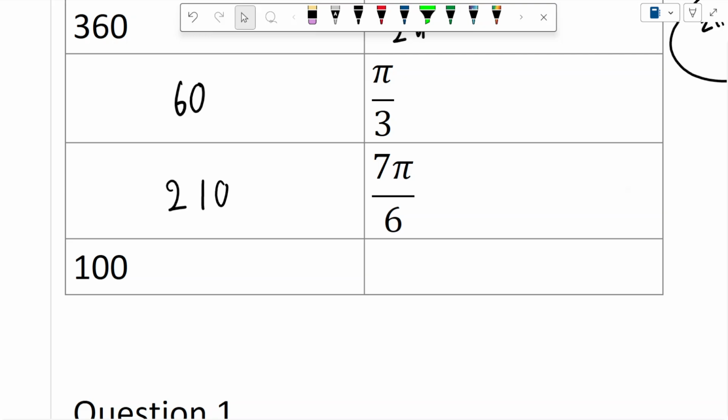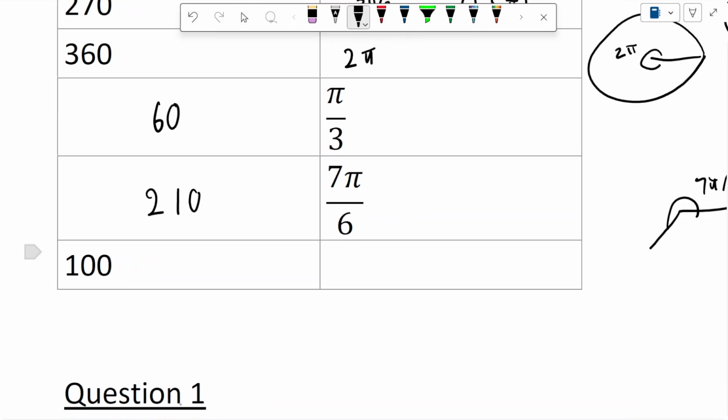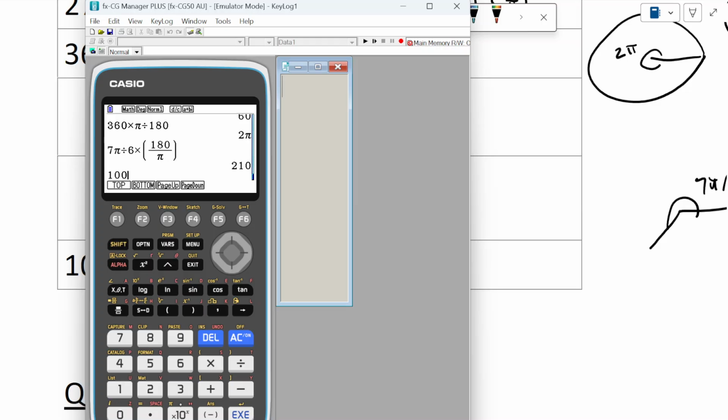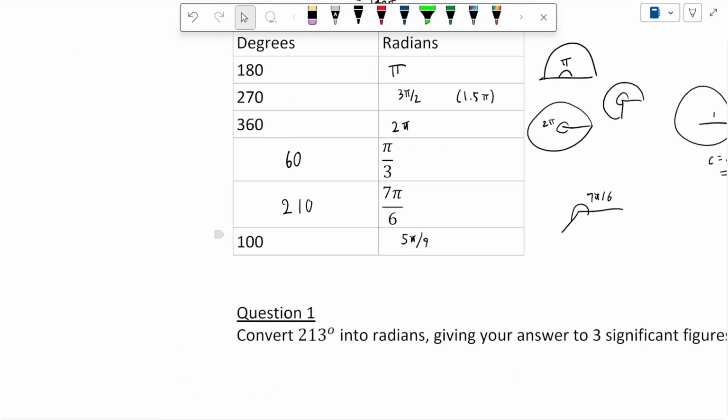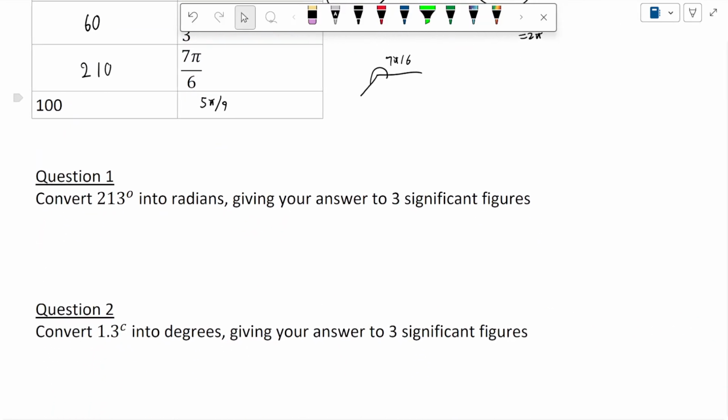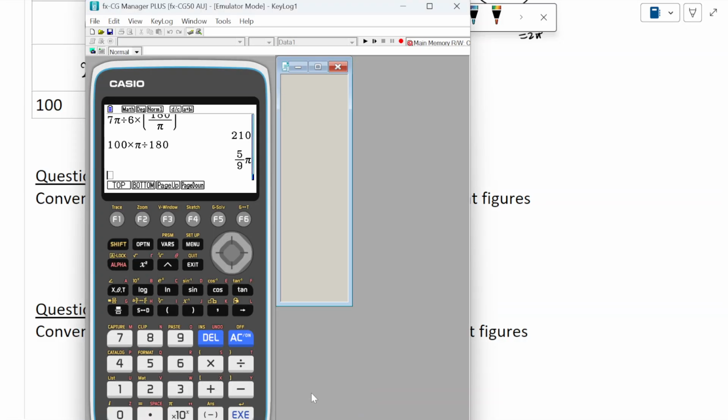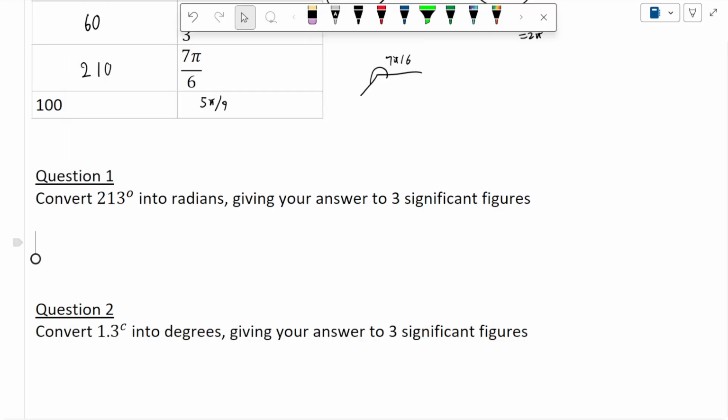And then 100, well, we can just convert that across. So you're going to get 100 times pi all over 180, just like that. So you get 5 pi over 9. So that's how you convert between degrees and radians. If you've got a nasty number like 213 degrees into radians, all you need to do is 213 times pi over 180. So it's 71 pi over 60.